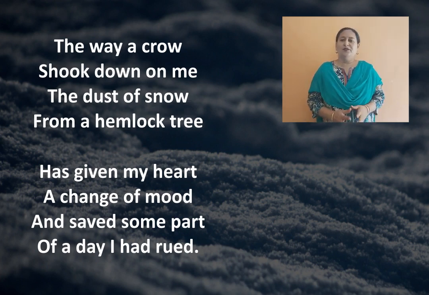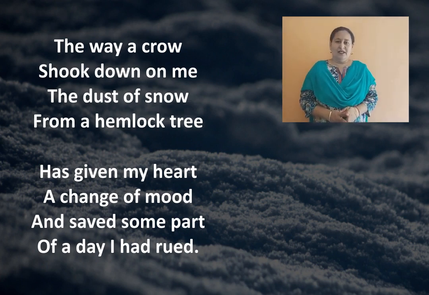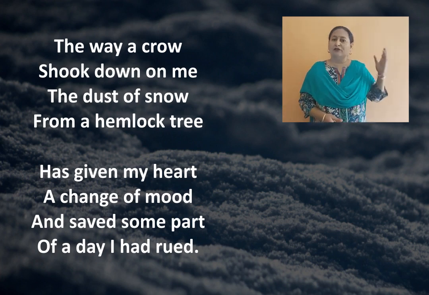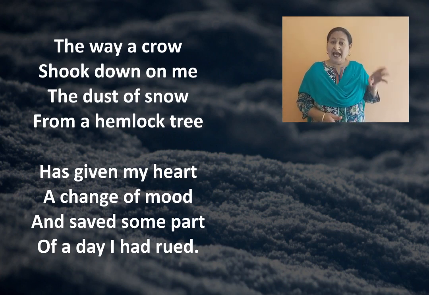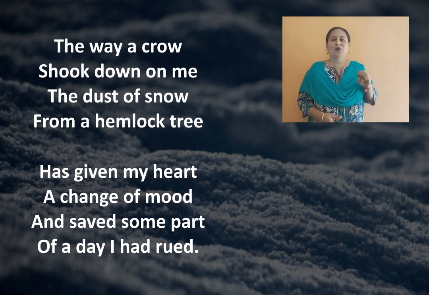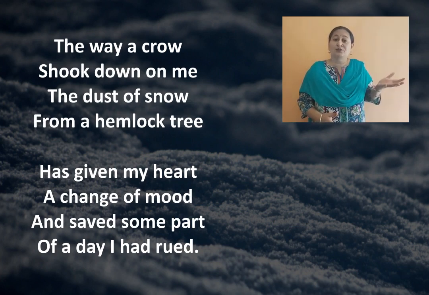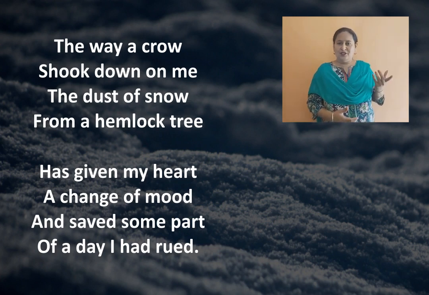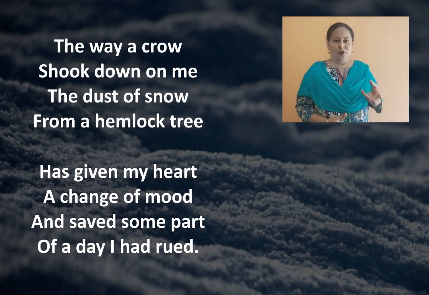Now, after reading the poem, you all must have come to know that the poet is standing under the hemlock tree, and suddenly from nowhere a crow perches on the tree, and because of that the dust of snow falls down on him. Now this dust of snow brings about a change in the mood of the poet. There's a purpose why the poet has used crow and hemlock tree over here.